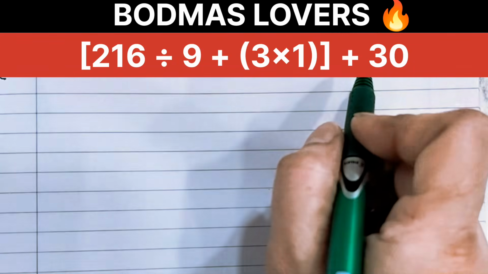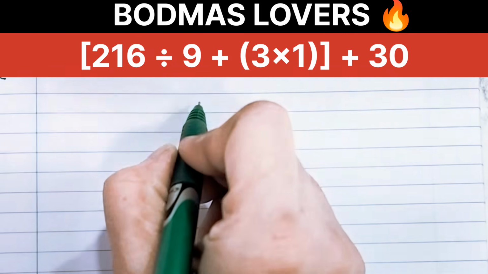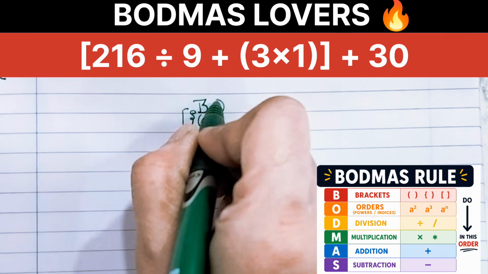Hello friends, now here is the step-by-step simplification of this maths problem by using the BODMAS rule, which dictates the correct order of operation. First we solve brackets: small bracket, curly bracket, then square bracket.